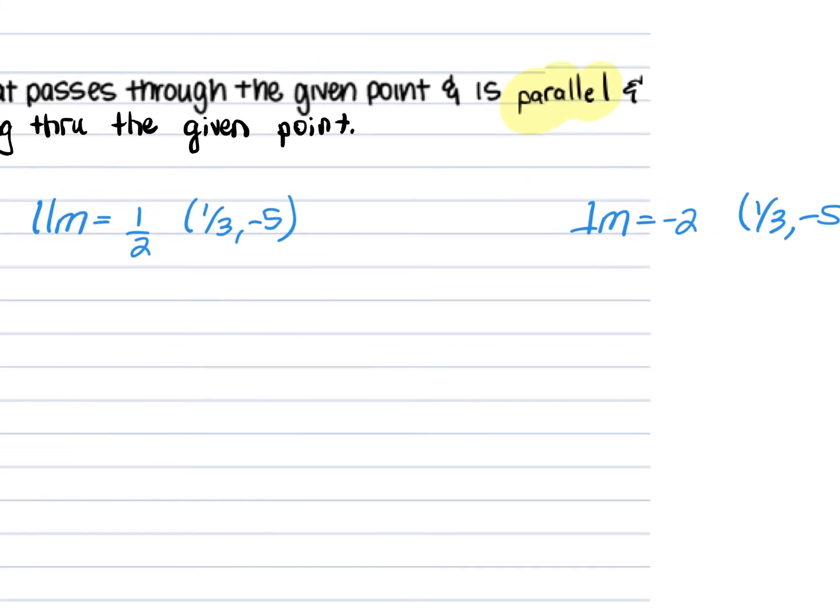Do you guys have any questions? You're going to have to do this on your quiz where you're going to have 2 points. You've got to find the slope. Then you have to determine if you use that same slope or if you use the opposite reciprocal, and then you have to write the equation of the line through the point.